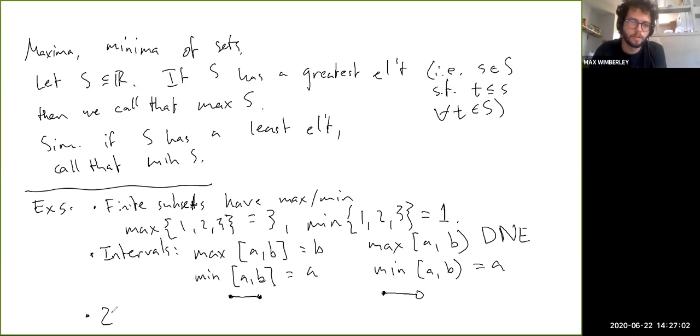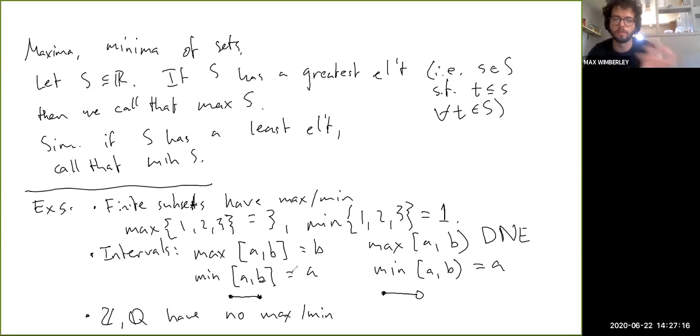So like Z and Q have no max or min. And that's because the elements of Z and Q just get really, really big and really, really small. I mean, they go towards positive and negative infinity. There's no end to them. So they don't have maxes or mins for that reason, right?